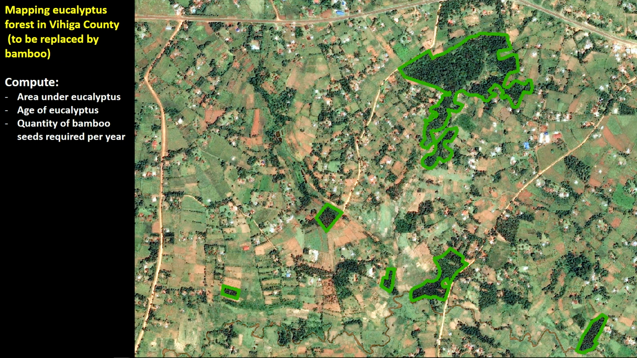We've also used both high-resolution satellite data and GIS to map issues to do with reforestation. For example, in this case, we are changing from growing eucalyptus to introducing bamboo. So we have mapped where the eucalyptus are, and we want to change from eucalyptus to bamboo. So this has been able to do that.